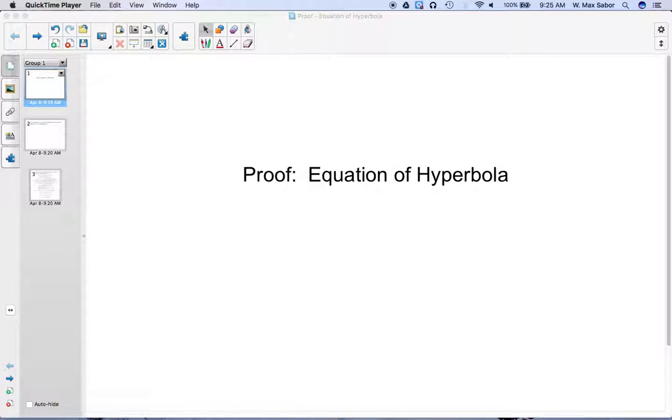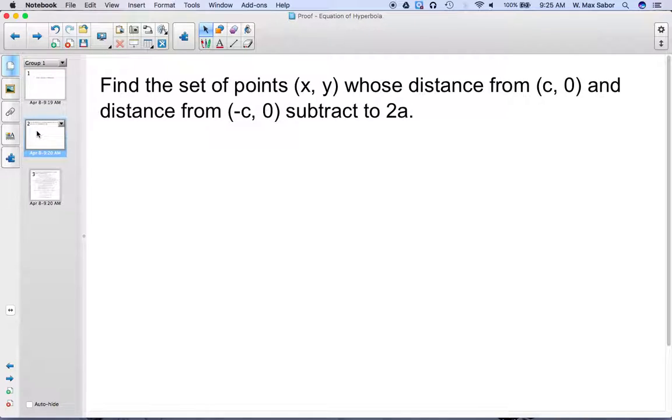Let's find the equation of a hyperbola. Find the set of points (x, y) whose distance from (c, 0) and distance from (-c, 0) subtract to 2a. So you'll notice that most of this is the same as for finding the equation of an ellipse. So please go and find the proof of the ellipse and make sure that you understand that one, because most of it is going to be copied and pasted here.